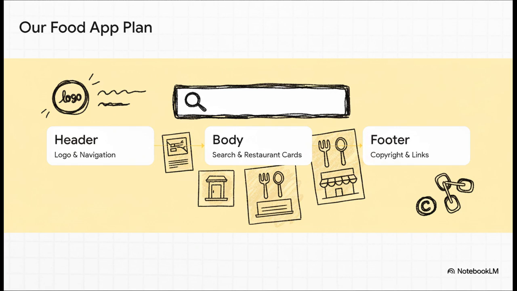We've got a header up top, for the logo and navigation. Then the main body. That's where the search bar and all our restaurant cards are going to live. And finally, a simple footer for the essentials like copyright and links. See? Simple, clean, and you'll see incredibly effective.